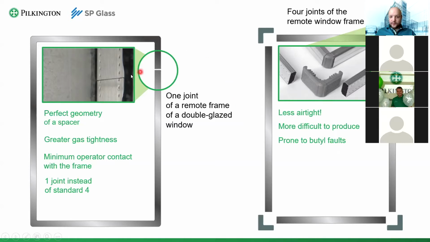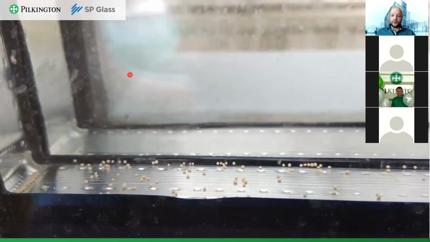Now, I think that was the most important part about the spacer. Now we're moving to the molecular sieve. Yeah, these granules. That's how they look like in real life.